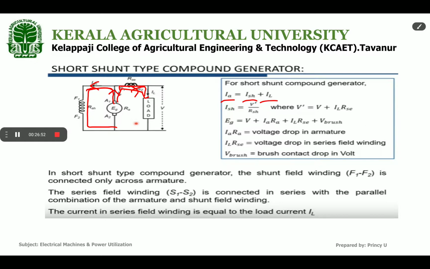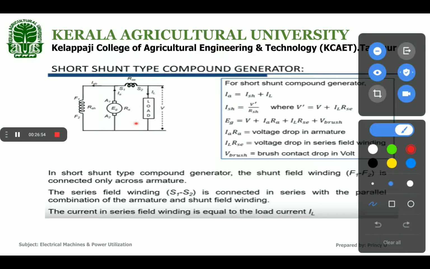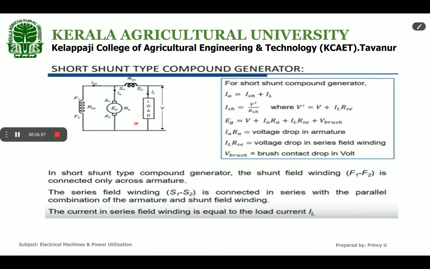That is, I'll clear it and explain. ISH is the current flowing to the shunt field winding. Here the whole V will not be the voltage across this winding. There will be some drop here in the series field winding. So we can represent the voltage across this as V dash, the voltage across this armature or shunt field winding, which will not be equal to V because there is a drop coming on the series field winding.